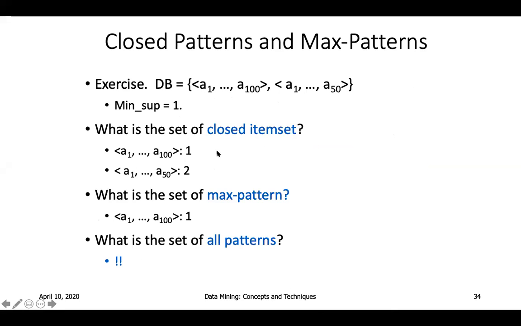A1 to A100 is 1. Now again in A1 to A100, A1 to A50 are repeated. So that's why it is a 2. What is the set of max patterns? A1 to A100 is 1. What is the set of all patterns? That is the factorial that we need to combine or calculate in the combination.